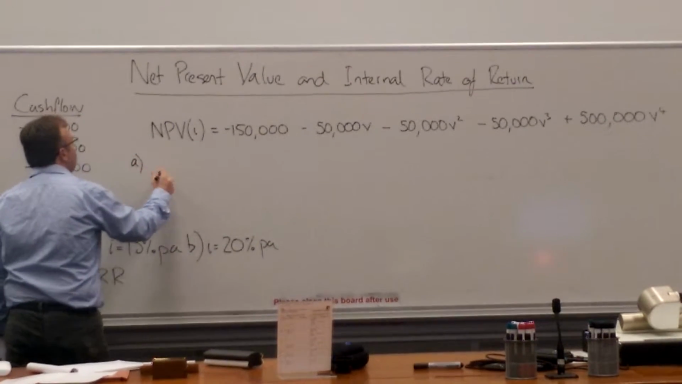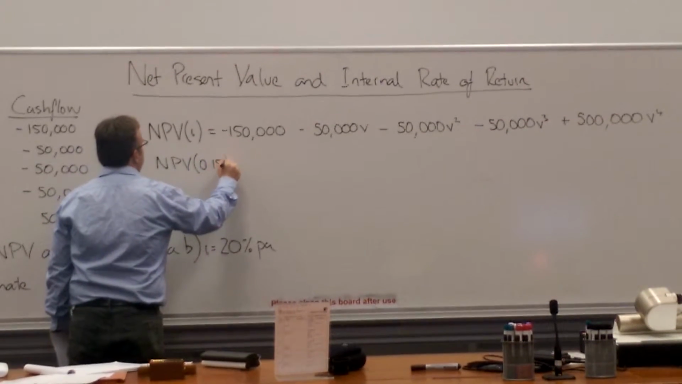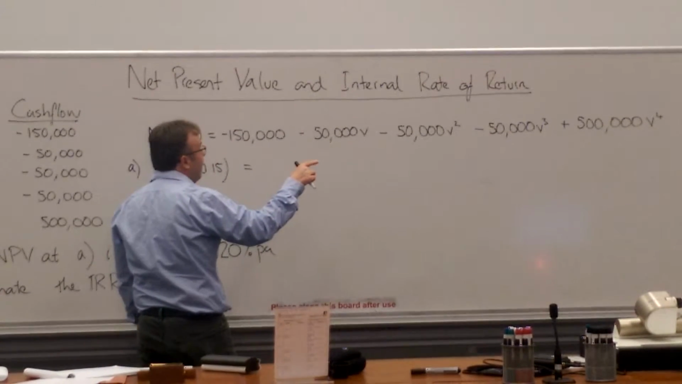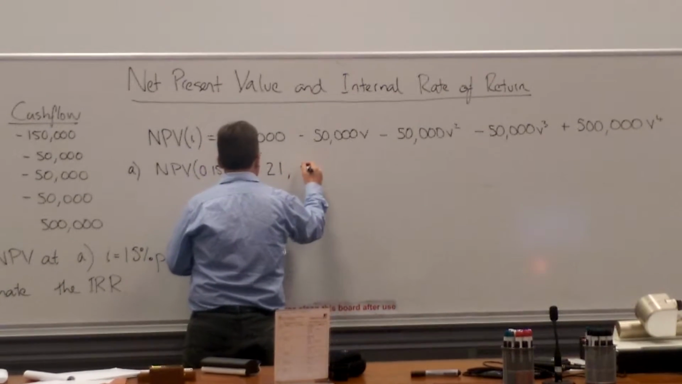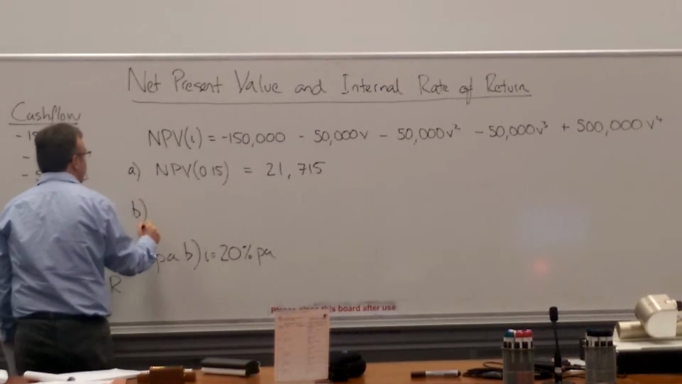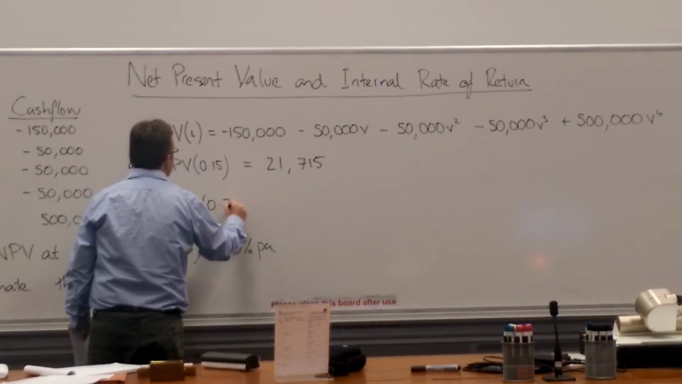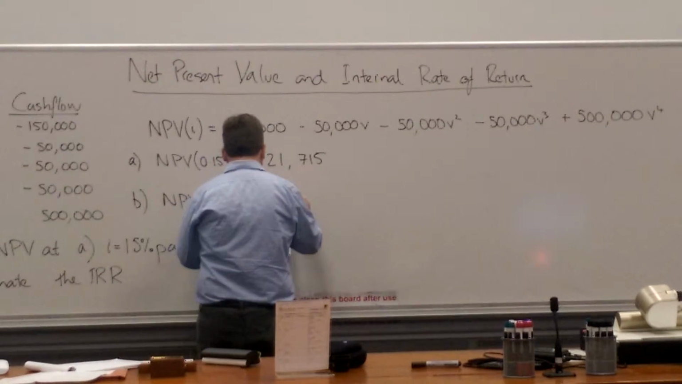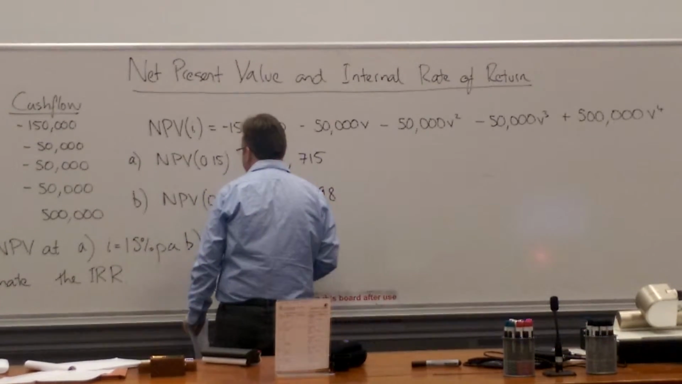So in part A, we were interested in the NPV at 15% per annum. If you calculate V and then plug the numbers in, we get 21,715. In part B, we're doing a very similar thing. We have the net present value, but we're asked to use an interest rate of 20% per annum. This time, plugging in the numbers gives us minus 14,198.